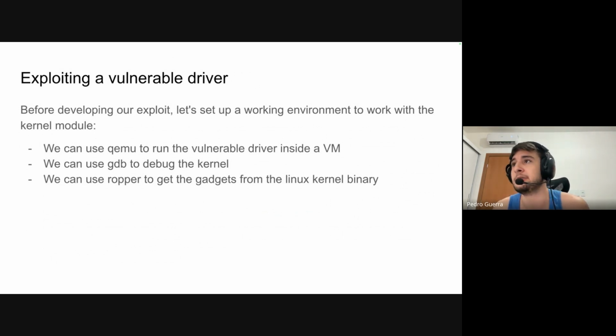So usually we use QEMU to run the kernel that we're testing with and the drivers that we're testing with inside a VM. And it's also very convenient that QEMU has a flag that allows you to expose a GDB stub, so you can connect GDB remotely and debug the kernel. And whenever we're doing ROP, it would be inconvenient to manually search for the bytes that translate your instruction in the executable memory. So you can just get the binary and use a tool called Ropper to output all of the possible interesting gadgets.